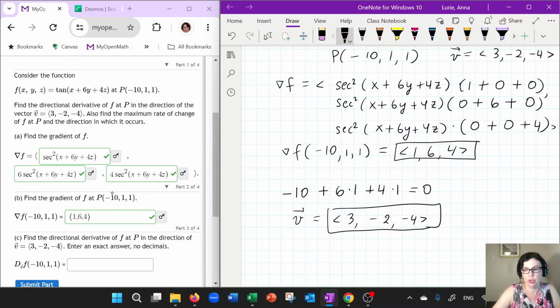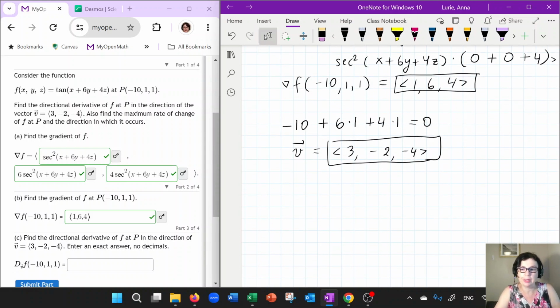However, the direction should always be unit length. So you need to normalize vector v. In other words, divide by its norm. All the components are going to be divided by its norm or magnitude. So what is the magnitude of vector v?